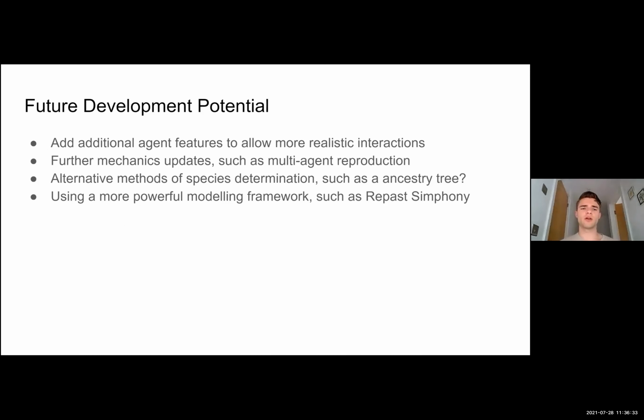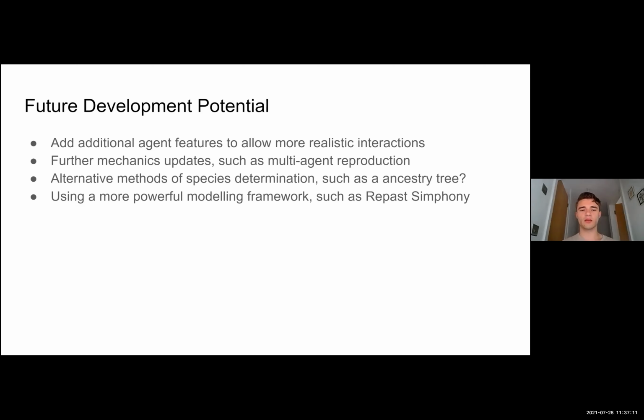And just a little bit of future development potential for this project. One possibility would be adding additional features to agents, which could allow for more realistic interactions. And this could be any sort of characteristic of real-world animals that could be applied. In addition, there could be further mechanics updates, such as multi-agent reproduction, which would be more realistic to real-world ecosystems and food webs.